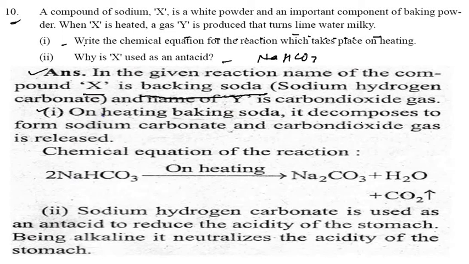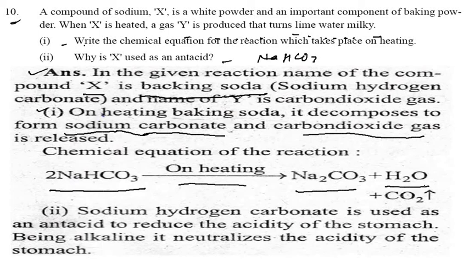First, on heating, baking soda decomposes to form sodium carbonate and carbon dioxide gas. So this is the chemical equation. Sodium hydrogen carbonate, on heating, gives sodium carbonate, water and carbon dioxide, and the reaction is balanced. Now second, sodium hydrogen carbonate is used as an antacid to reduce acidity of the stomach, and being alkaline, it neutralizes the acidity of the stomach. So you have to write this one.